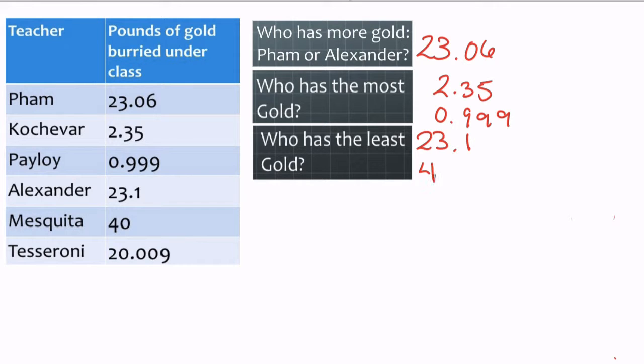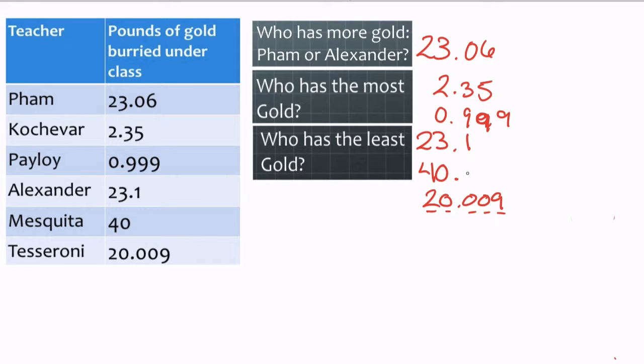Ms. Mosquita, 40. That's the ones place. I'm going to put a decimal right there. And Mr. Tesseroni, 20.9. Oh, sorry, I take that back. 9 thousandths. So that would be 0.009. One of the reasons to do this is that often people will look at a number like Mr. Tesseroni's and see that it has 5 digits, 1, 2, 3, 4, 5. It's the longest number, so it must be the biggest number, but that's not necessarily the case. Or looking at something like Mr. Paloy, 999, that seems like it might be the biggest number here.